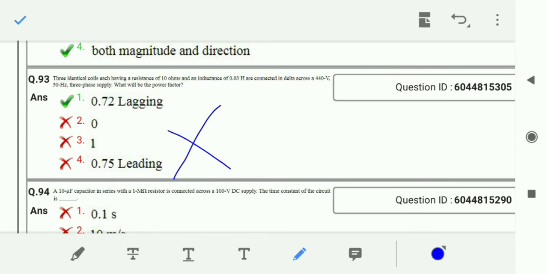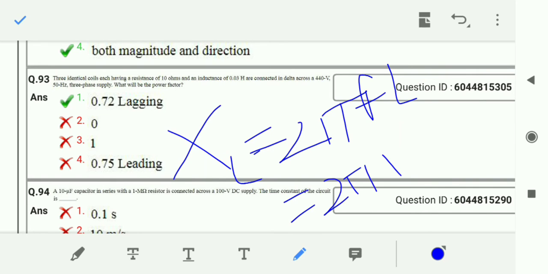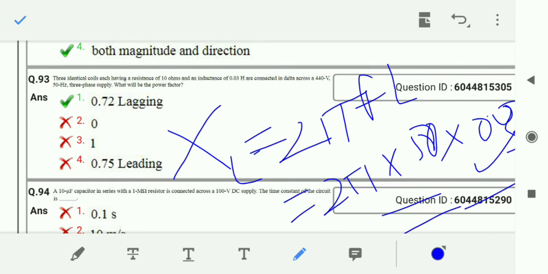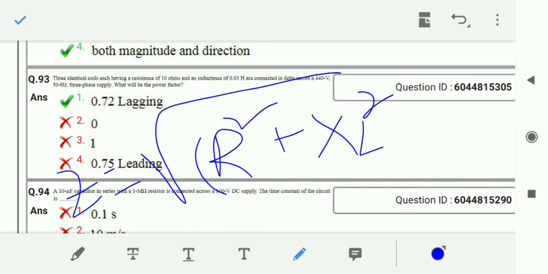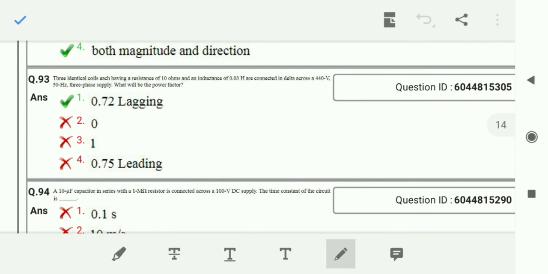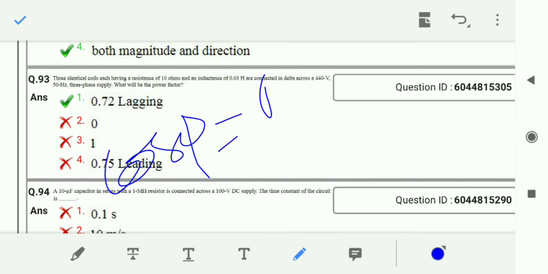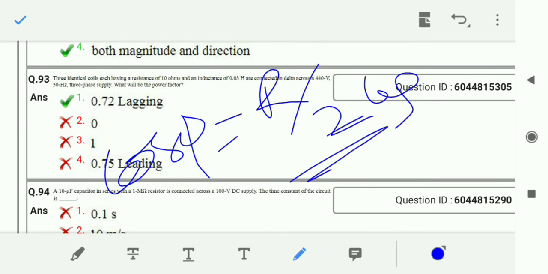XL equal to 2 pi FL, that means 2 pi into F, which is 50, into L, which is 0.03. Then you will get one XL value. Once you have the XL value, substitute in the equation of Z, root over R square plus XL square. Here we substitute 10 for R and the XL you already got. Then you will get the Z value. Once you have Z, cos phi equal to R by Z, lagging. You will get 0.72 lagging if you do it in this process.